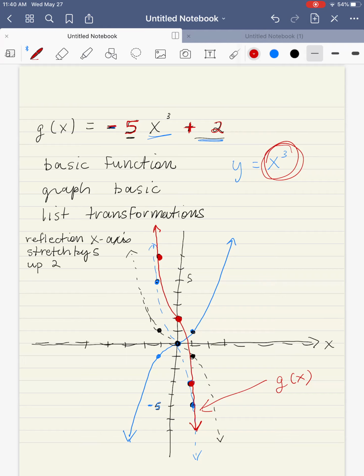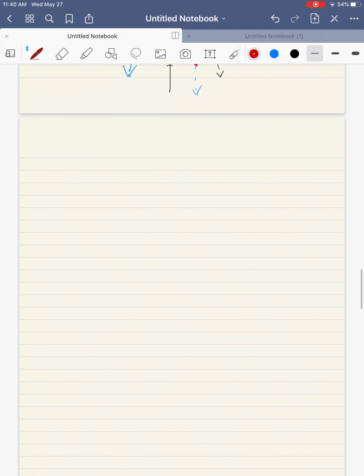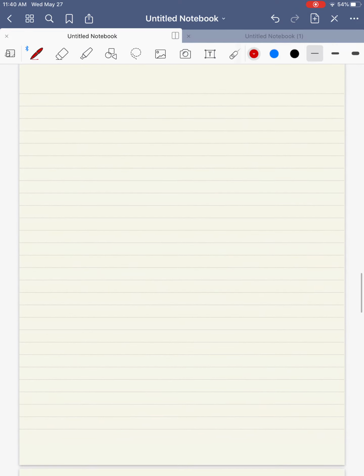I'm going to have you do one more of these yourself. Let's say that we have y equals, and I keep changing the value here, y, g of x, f of x, that really doesn't matter. These rules work regardless of what you call the function. So let's say we have y equals 2 times the square root of x plus 4.